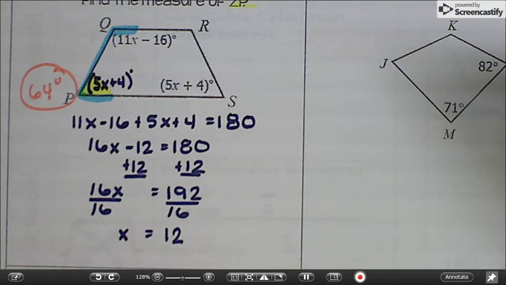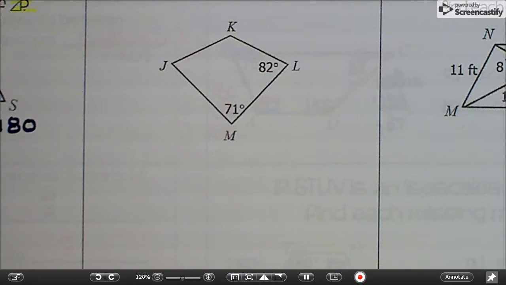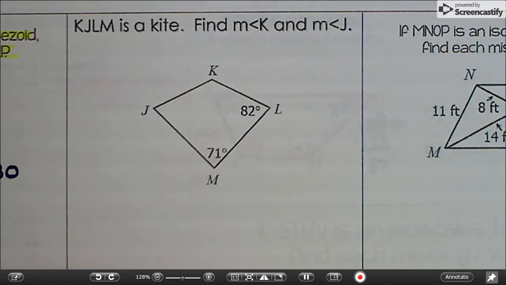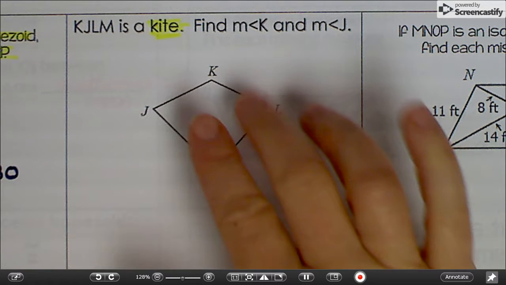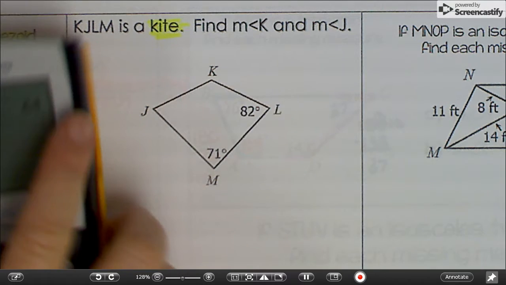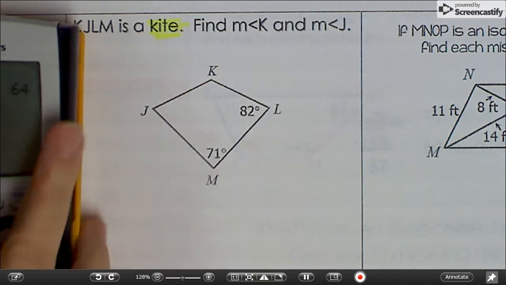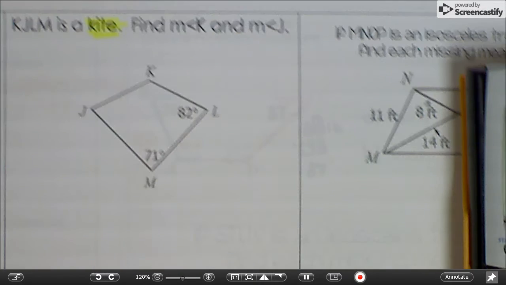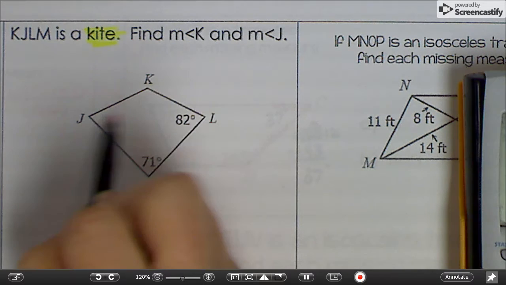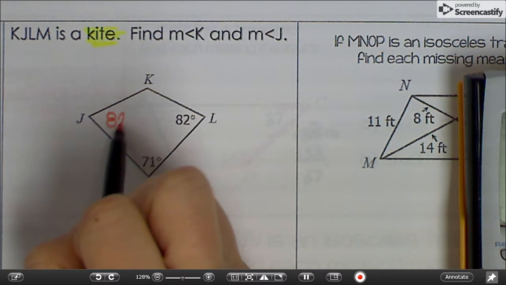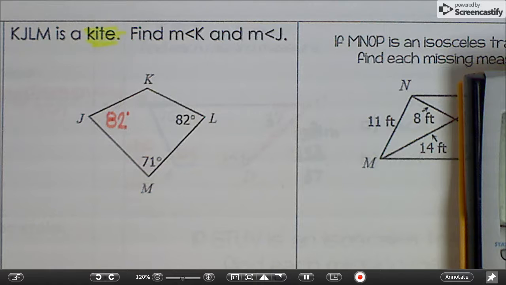All right, let's move on. KJLM is a kite. And we want to find the two missing angles. Since this doesn't involve algebra, I'm not going to highlight them because we'd be highlighting both. Rules of a kite, the angles in a kite: opposite angles are congruent, one pair of them. So that has to be 82.